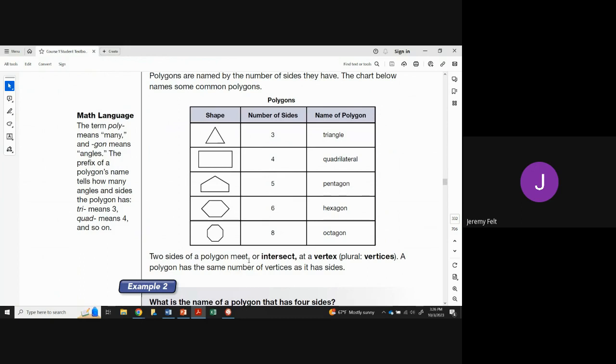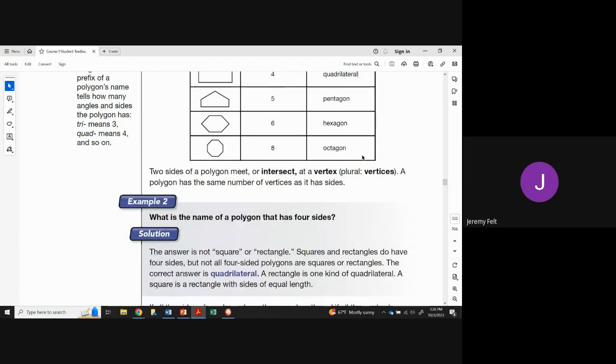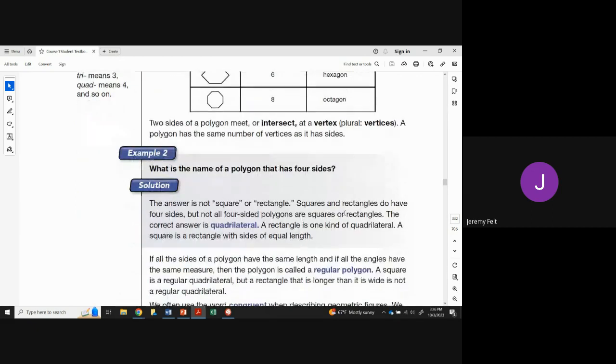Two sides of a polygon intersect at the vertex, or if we're talking about how many vertices, plural, a shape has, we say vertices instead of vertexes. The name of a polygon that has 4 sides, that would be a quadrilateral. Could be a square, could be a rhombus, could be a parallelogram, could be a trapezoid, but we know that if it has 4 sides, then the umbrella heading it falls under, it's a polygon first, and then a quadrilateral second.